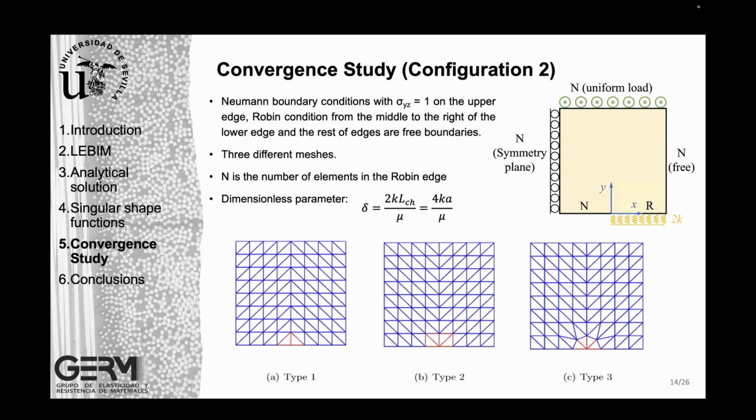And we also define a dimensionless parameter, which we call delta, which is mainly associated with the stiffness of the interface. If delta is low, it means that the interface is very ductile. If it's higher, it's stiffer. The higher delta is, the stiffer the interface is. In fact, for an infinite value of delta, we get to the perfect interface condition.